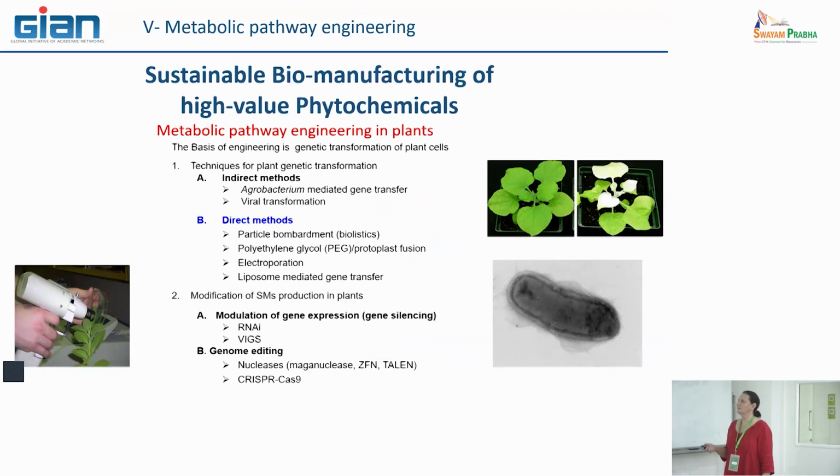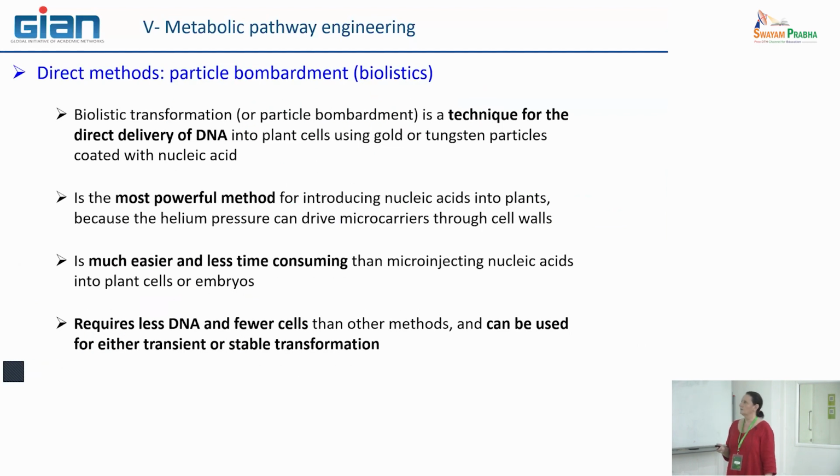So biolistic, as the name says, comes from the idea of bombarding with a gun. At the beginning, the first one was a modified gun, to bombard plants with particles, and these particles need to be very strong, so they are gold or tungsten, and these particles are covered by DNA, plasmids for example, or crude DNA. So you have to bombard cells and to wait.